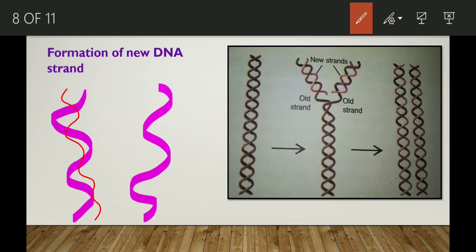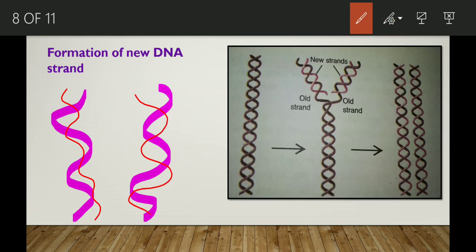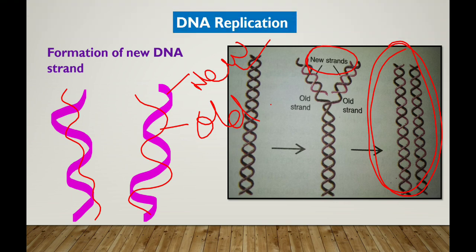Two DNA will form. Of course, like cell division, after division from one cell, two cells are formed. So from one DNA, along with the old strand, a new strand will form, and the new DNA that will form after DNA replication will contain both the new strand and the old strand. Clear? This is the process of DNA replication. This much you have for class 10. You don't require any detail.